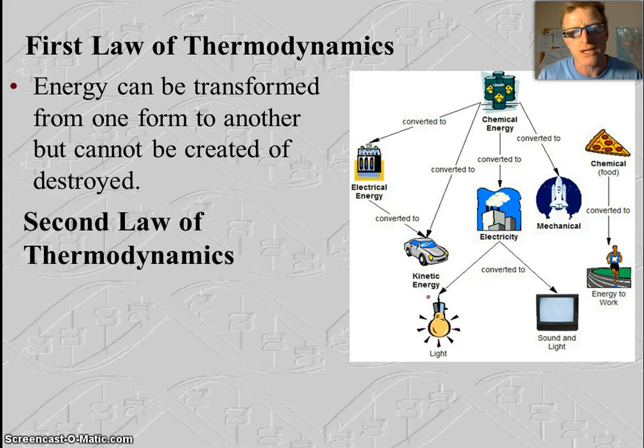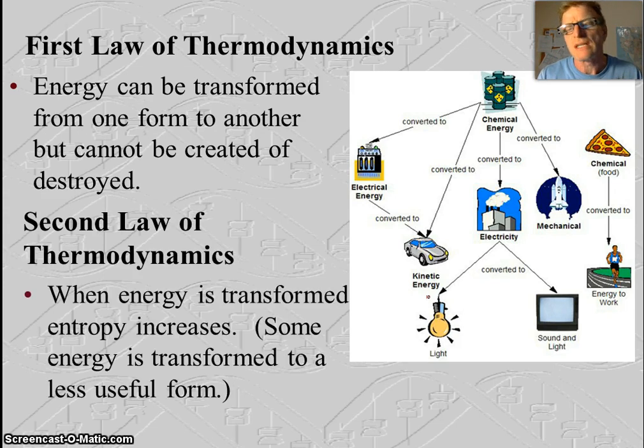So in these energy transformations, when energy is transformed, we lose a lot of that energy. We don't really lose it, but we convert it to less useful forms. And this is really what the law of entropy is about. Entropy is basically systems tend to go from order to disorder, right?